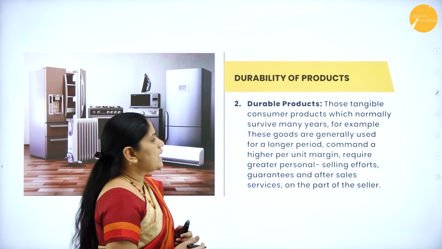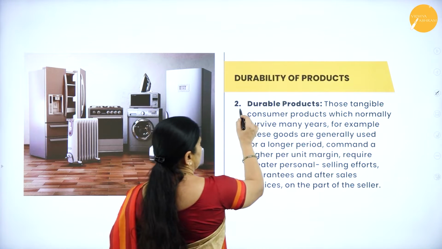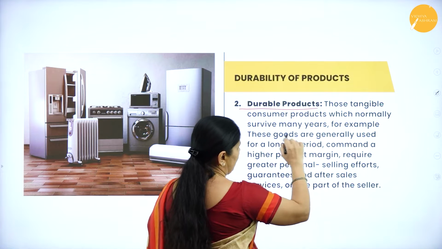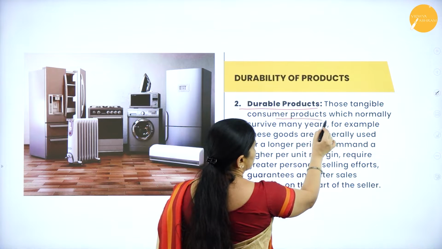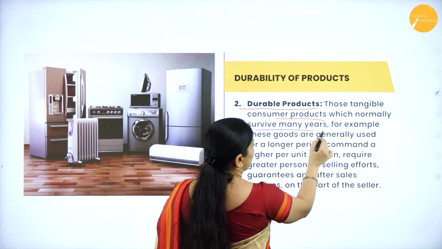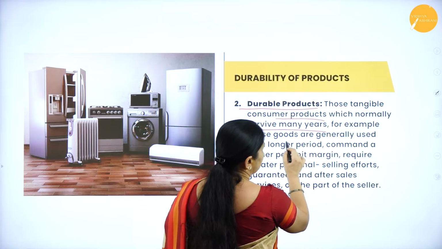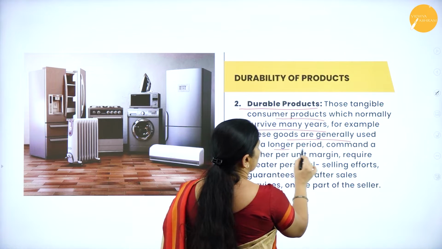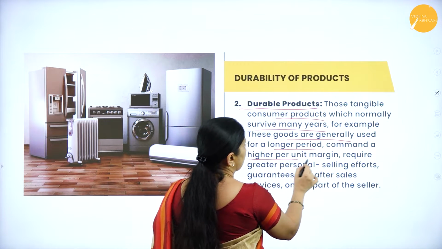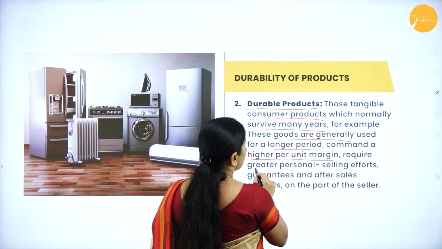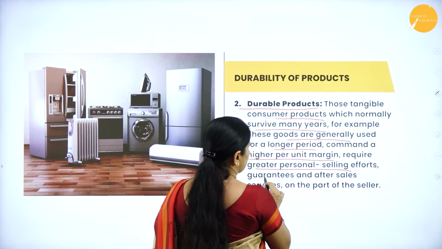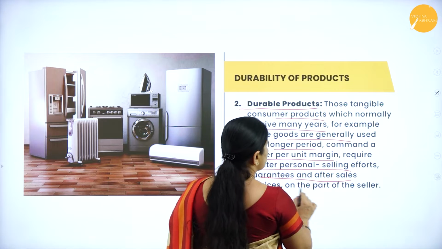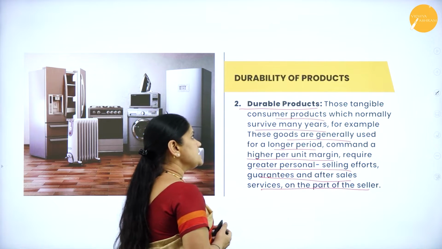Then next we have the durable products. What are durable products? Those tangible consumer products which normally survive many years. For example, these goods are generally used for a longer period, command a higher per unit margin, require greater personal selling efforts, and guarantee after sales service on the part of the seller.